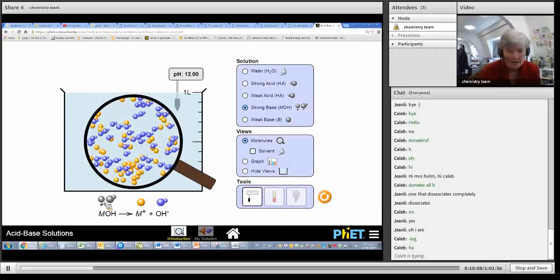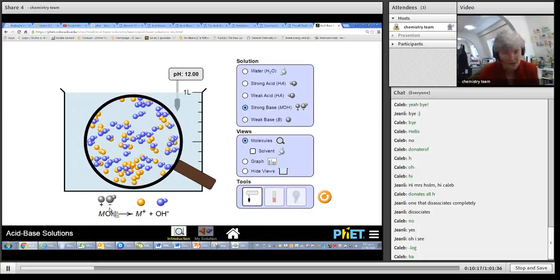Okay, so anything that breaks up as a strong base, you're going to get the cation and you're going to get the hydroxide. And if you have a look, it's got a pH of 12 because we've got very, very little hydronium ions present now, and it's mainly hydroxide ions. And notice we've got no MOH, it's dissociated completely.